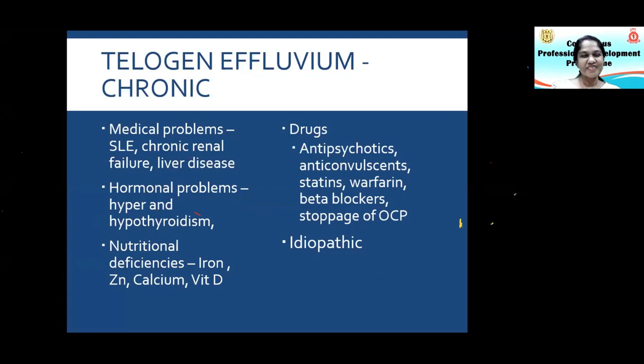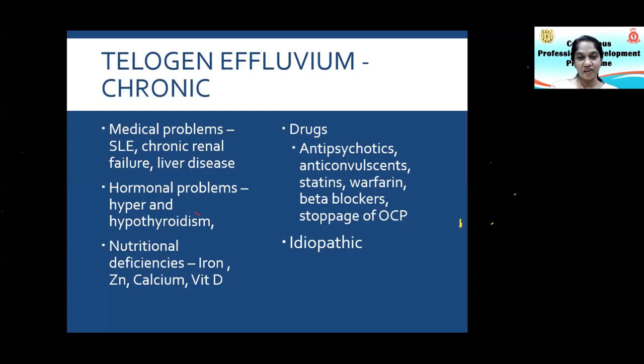So, causes of chronic telogen effluvium. Actually, this is the indication where we have to do blood investigations to identify the causes of hair loss. So medical problems like SLE, chronic renal failure and liver disease. And then you have the hormonal problems like hyper or hypoparathyroidism. Then sometimes polycystic ovarian disease, nutritional deficiencies like iron, zinc, calcium and vitamin D.